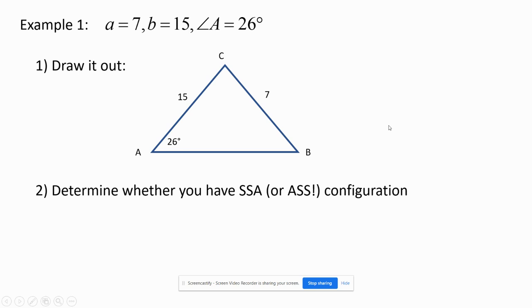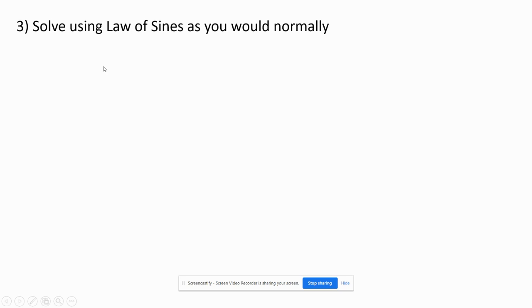The next thing you have to decide is whether you have the side-side-angle or angle-side-side configuration. If you don't have this configuration, then you don't have to worry about this at all. You'll just go and do your law of sines normally. But if I take a look at this, I have angle, side, side, so this is one of those configurations. So I'm going to solve it normally using my law of sines.